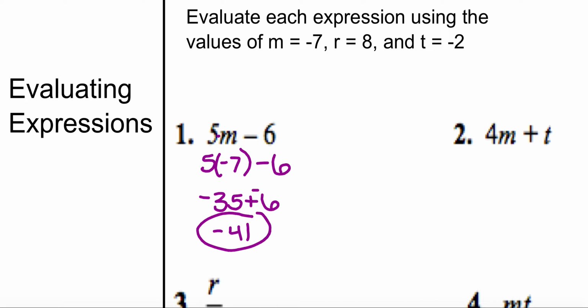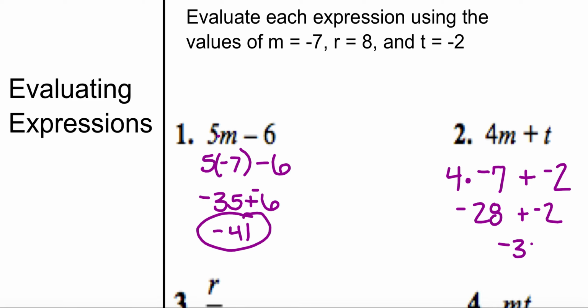I'm not going to work this slowly through all of them, but make sure that you are taking the time to write out your steps. It'll be helpful. In my next problem, I have 4 times m plus t. So this is going to be 4 times negative 7 plus t, which is negative 2. This is multiplying, so I need to do that first according to order of operations. So it's going to be negative 28 plus a negative 2. And then I just add those together to get negative 30, and that is my final answer.